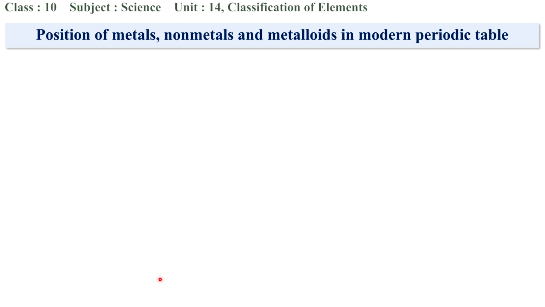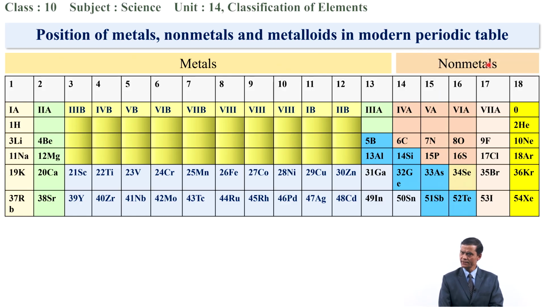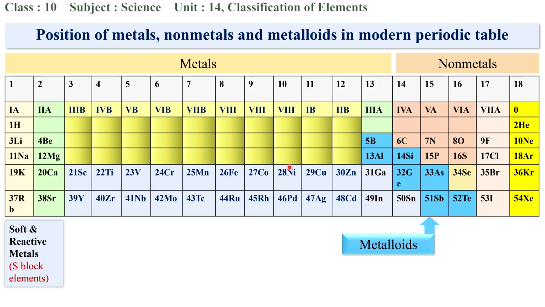Dear students, let's revise once again the position of metals, non-metals and metalloids in the modern periodic table, which we discussed earlier. These are the metals which are placed on the left hand side of the modern periodic table. And what is on the right hand side? Yes, there are the non-metals. And between metals and non-metals, look here, these are metalloids. And there is another group also after the metalloids.